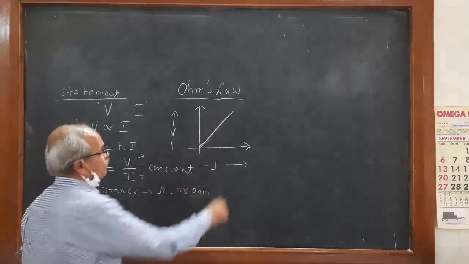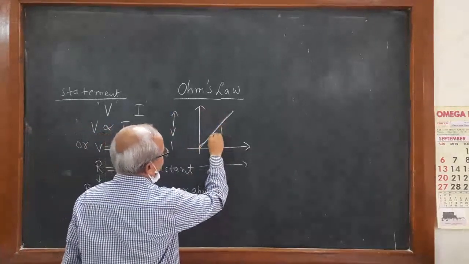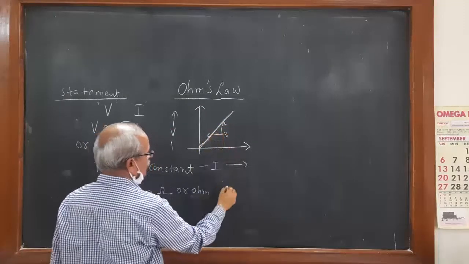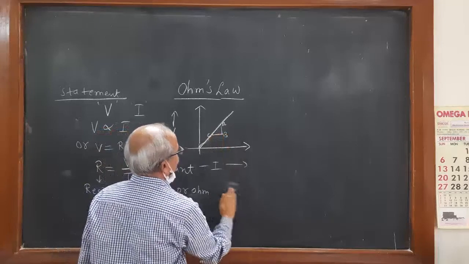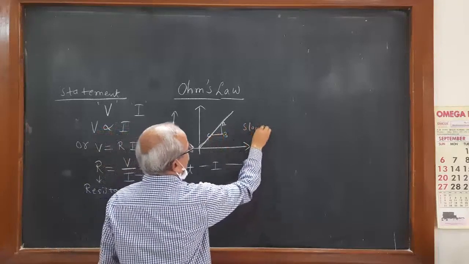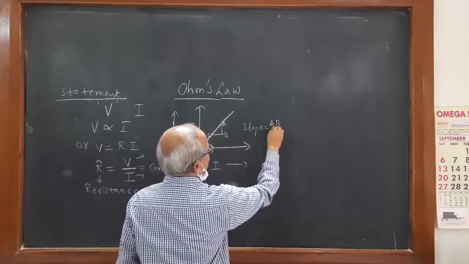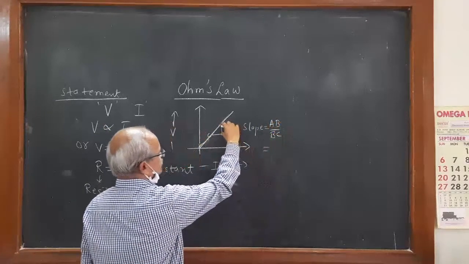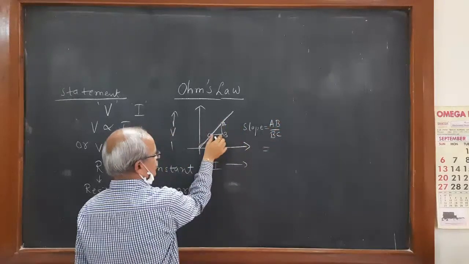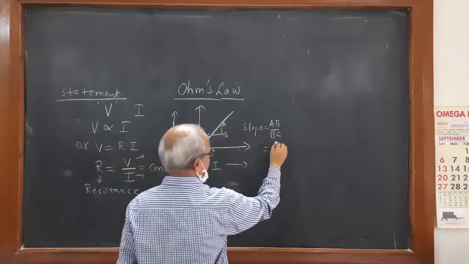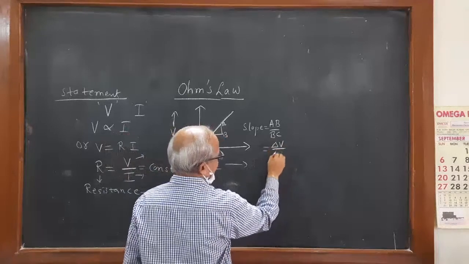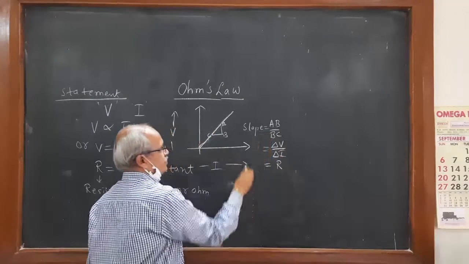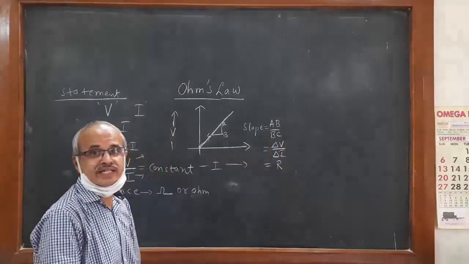And if you take the slope of this straight line, with points A, B, C, slope is equal to AB divided by BC. AB means the increase in voltage or change in voltage. BC means change in current. So that is just like delta V by delta I. So this is your R, resistance. The slope will give the resistance of the conductor.